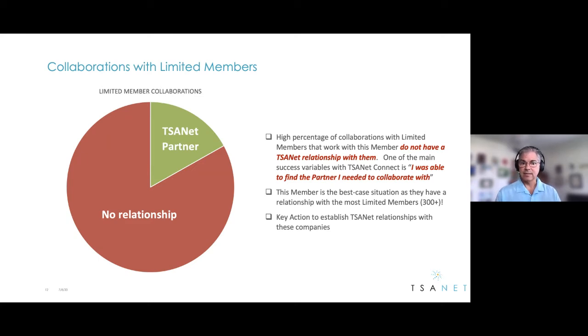So again, this highlights the need, even though this member had like 300 plus partners, there was still a good chunk of them that they did not have relationships with, but they still worked with. So again, this gave some action points to go back and understand those relationships and see should those come through TSANet and TSANet Connect. So again, this type of visibility we just really didn't have before, and I think it's really helped derive some specific actions.